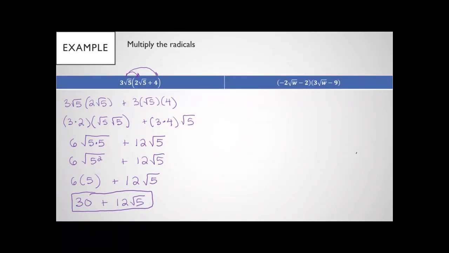So on the right, we have something that we're going to FOIL because we're going to do the first, outside, inside, last. So first, I'm going to have my -2 times the square root of w times 3 times the square root of w. Then I have my outsides. So I have my -2 square root of w times a -9.